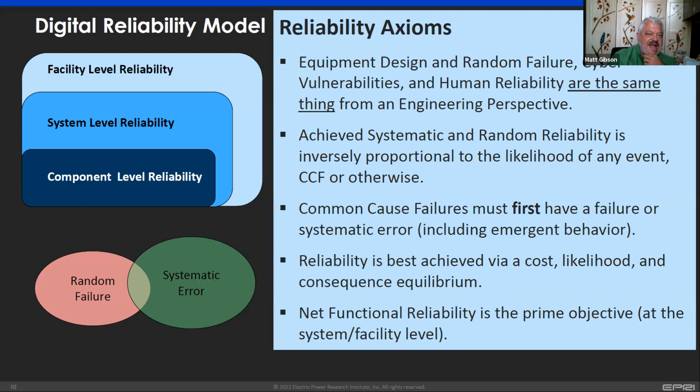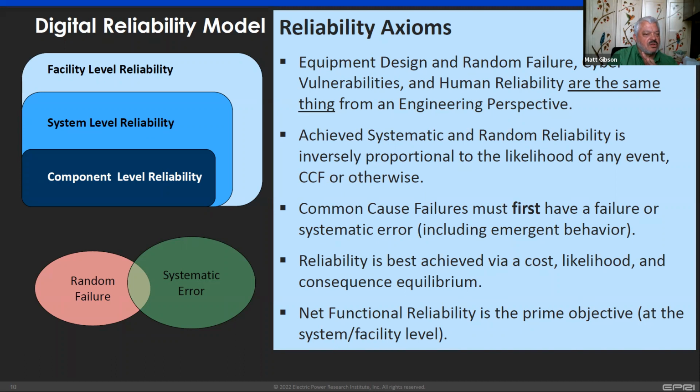Here are some axioms for reliability. In our research, design and random failures, cyber vulnerabilities, human reliabilities, systematic failures or errors are all the same thing from an engineering perspective. There are hazards, there are elements of your design you have to deal with, there are challenges to the design. And so people talk about CCF a lot. Well, a CCF is just another error and just another failure.